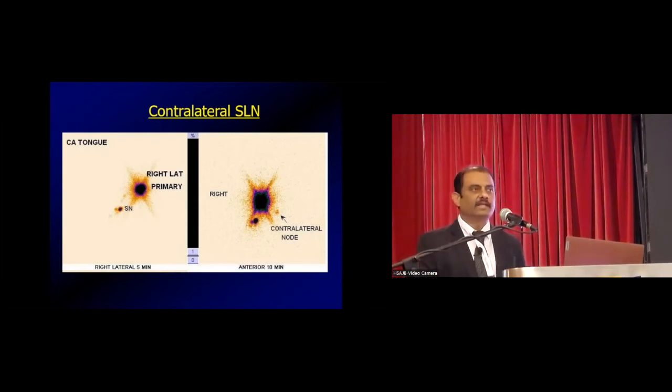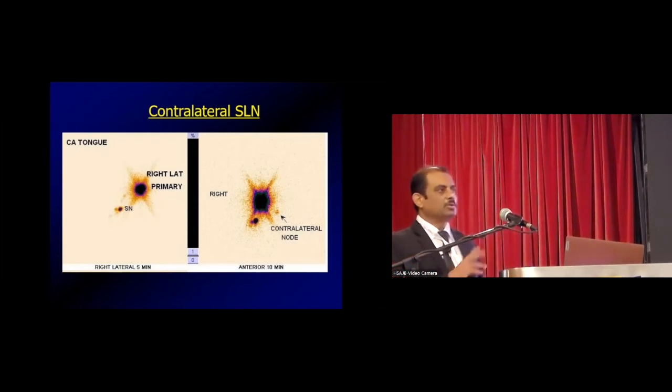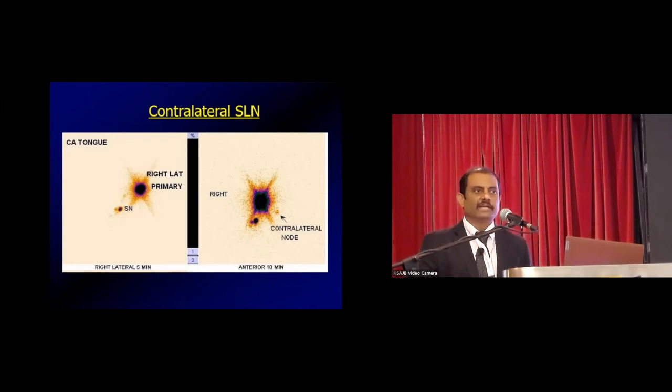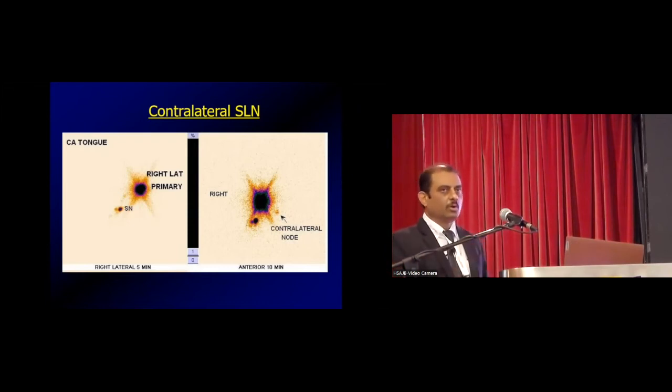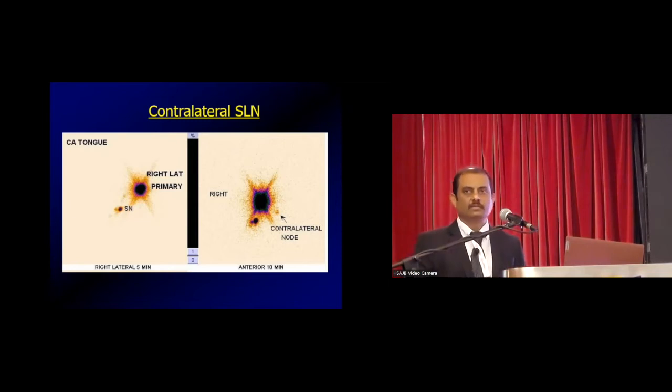So what I want to highlight here is, you will be doing 2 imaging. One is a right lateral or a left lateral planar image, followed by an anterior image, so that you know, is there any contralateral lymph nodes. 20% of the time there can be contralateral lymph nodes.